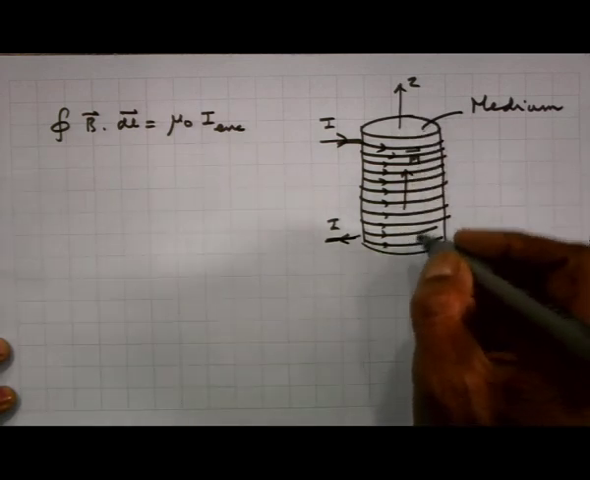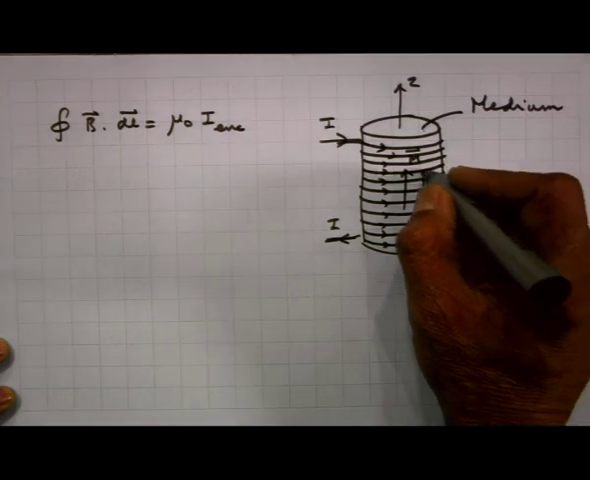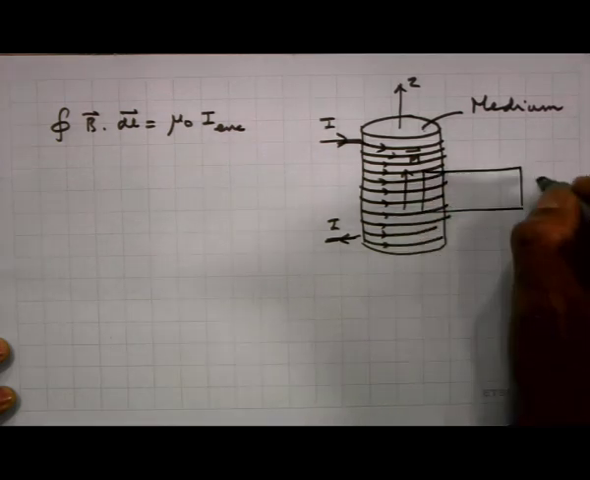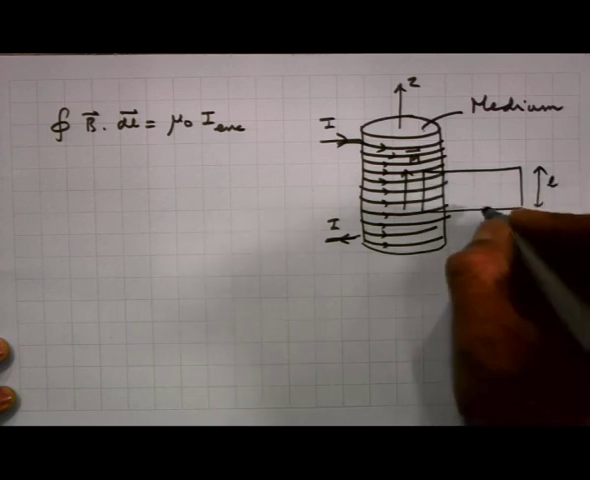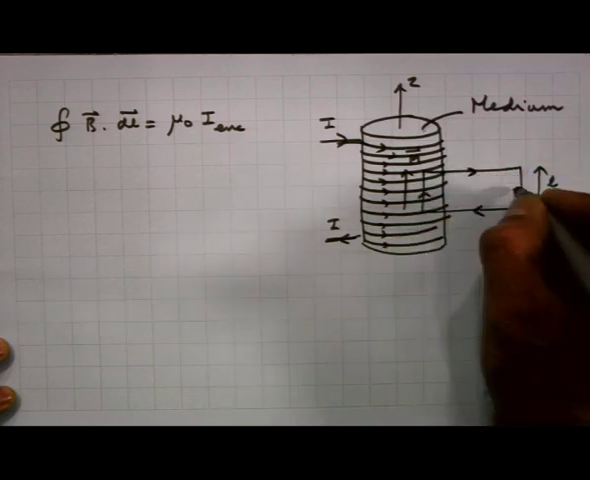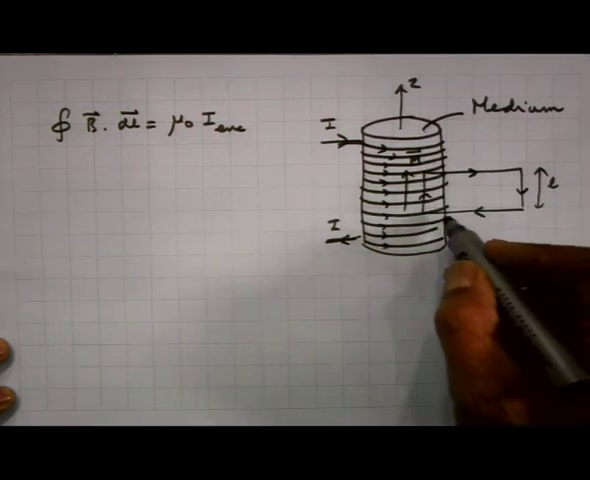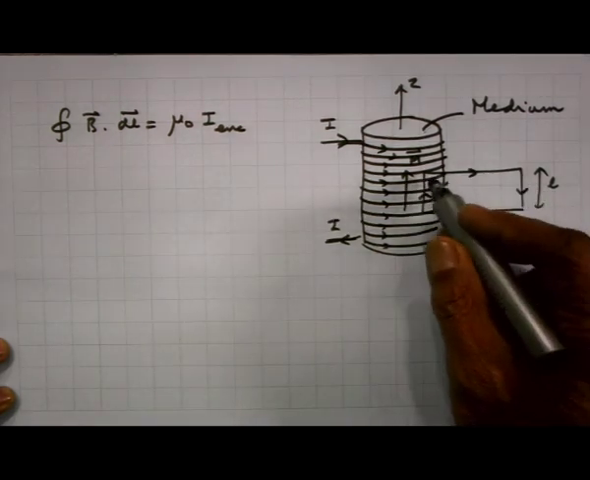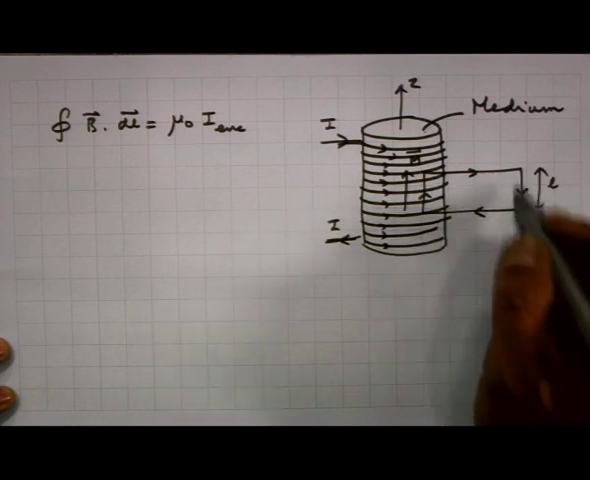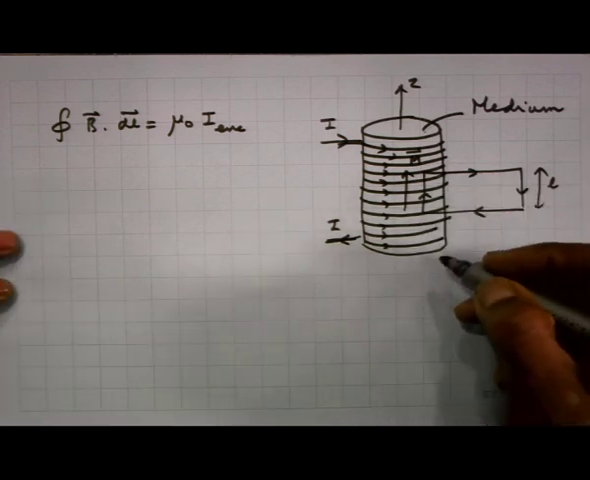Now, I apply Ampere's law. So, what I do is I take a loop of length L and integrate over this path. So, I take an Amperean loop crossing the solenoid and inside the material here and apply Ampere's law.